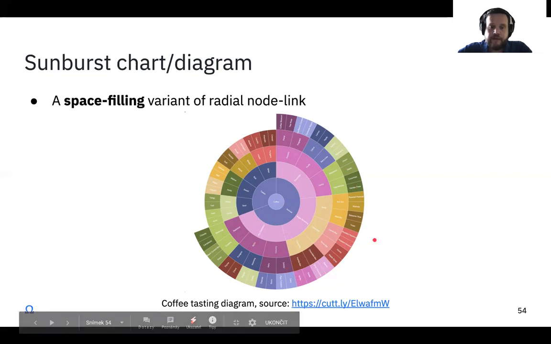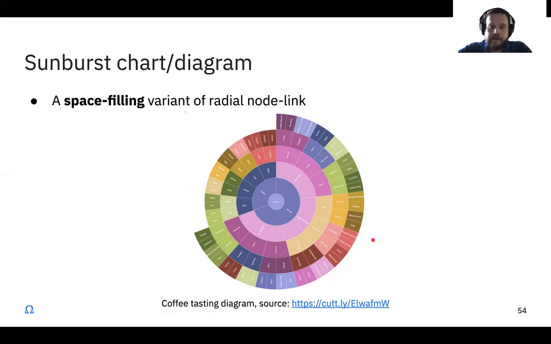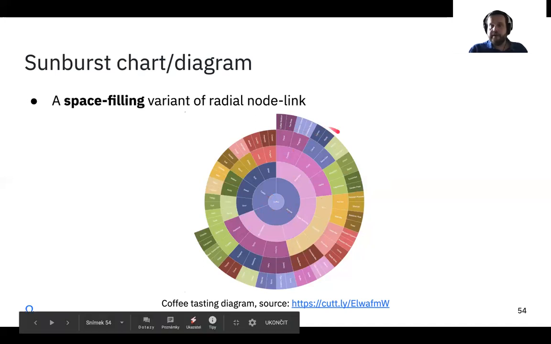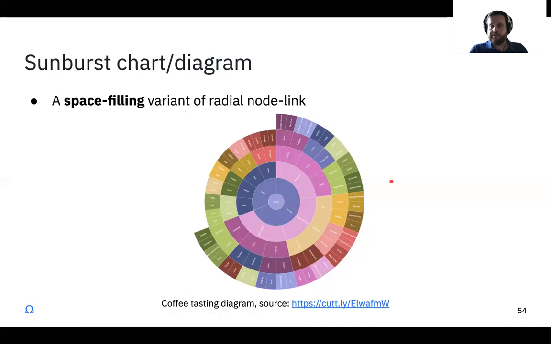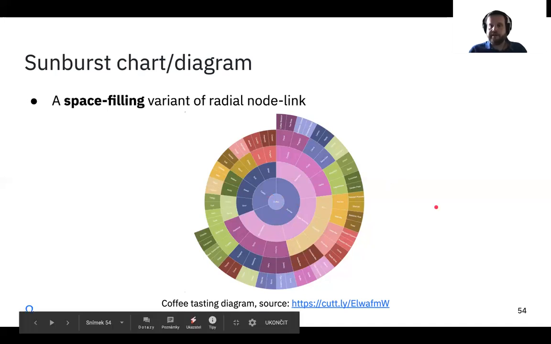Here we see a coffee tasting diagram. Coffee has tastes and aromas, and each of those are separated. So if you're some kind of coffee expert, then you're going to be categorizing the taste of coffee into these groups and subgroups. This is a visualization of that. You can see it in greater detail following the link below.